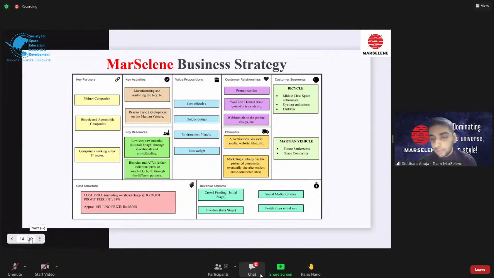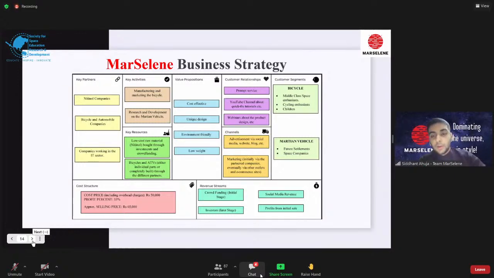Value propositions. The team members will build a product that is affordable, lightweight, unique, and environment friendly. Customer relationships. Customer relationships are very important for a company and determine its value and place in the market. Recognizing this fact, Marceline will ensure customer satisfaction by providing prompt service as well as having a YouTube channel dedicated to discussing quick fixes for the products. The company will hold regular webinars and answer questions about their products as well.